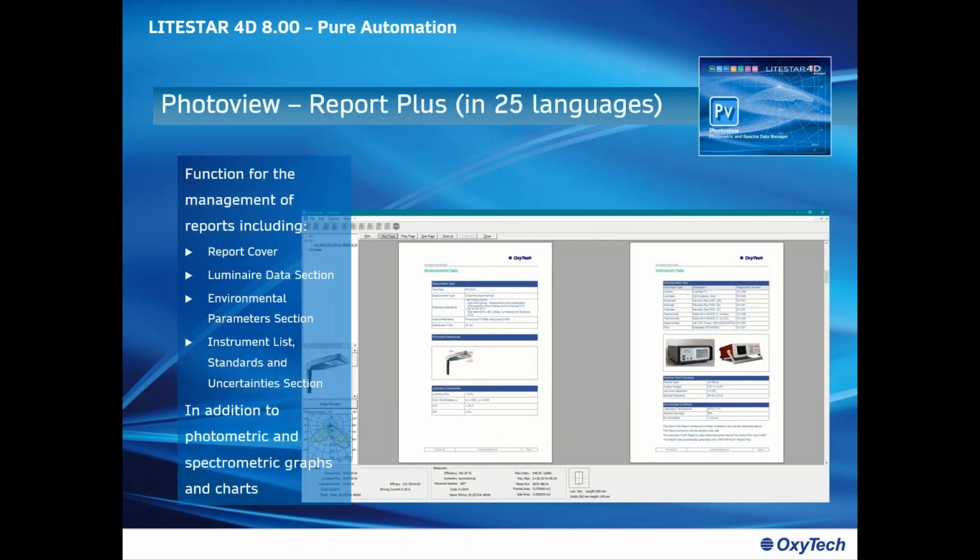Let's come to the photo view. We introduced at the photo view the new Report Plus module. This is the capability that the program now offers to print the complete document. Before, through photo view, it was possible only to print the main graphics and tables coming from the photometry and the spectrometry itself. So it was not possible to have the other information related to the measurement.